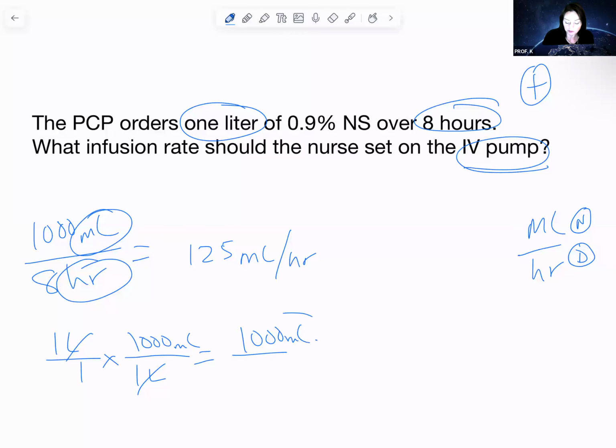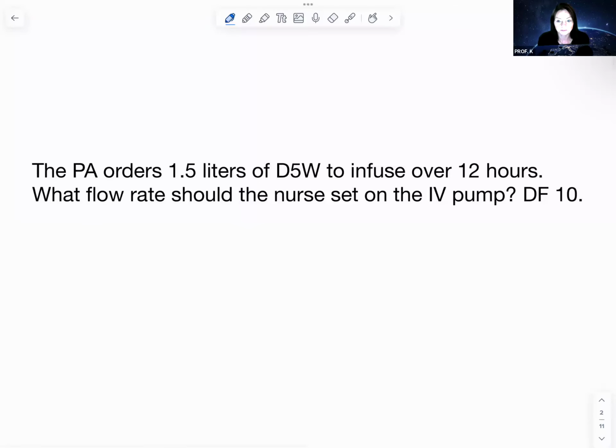If you didn't remember, go through the steps. I don't care. To give the patient the right med, do as many steps as you need to be safe and to get the answer right. So yes, 125 milliliters an hour. What about this one?